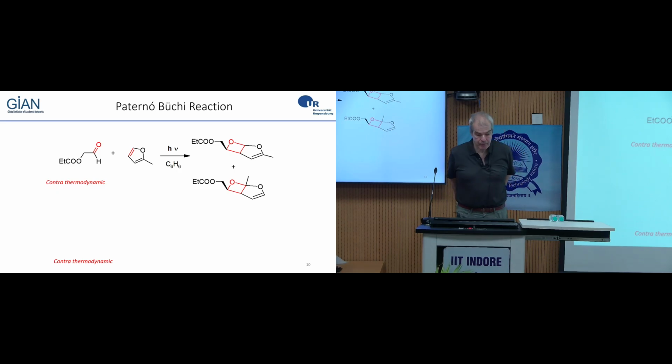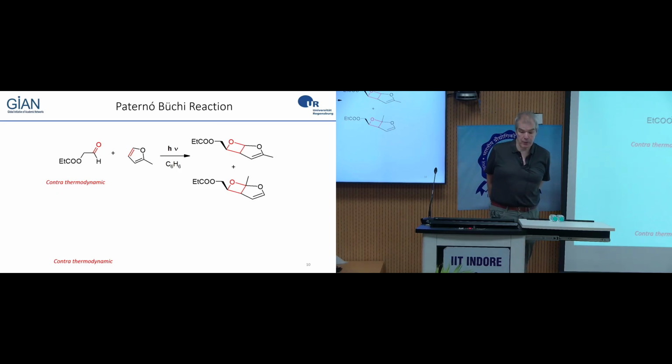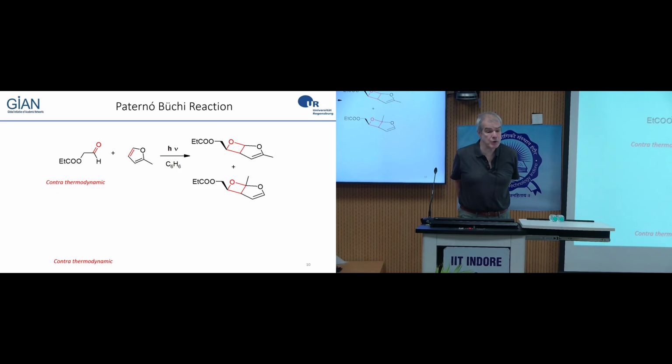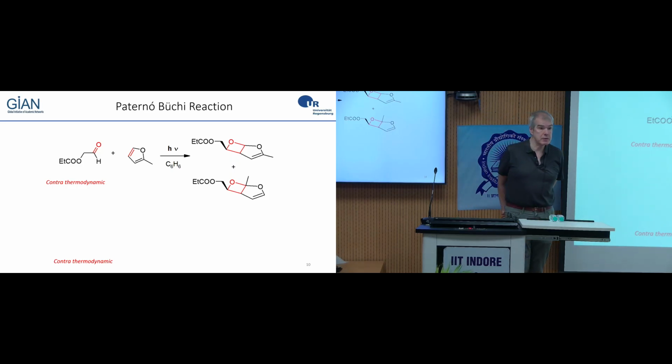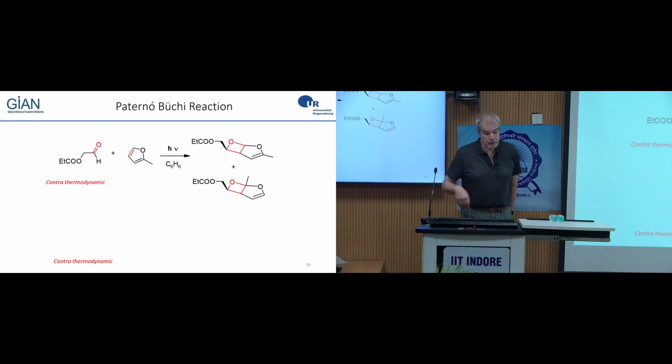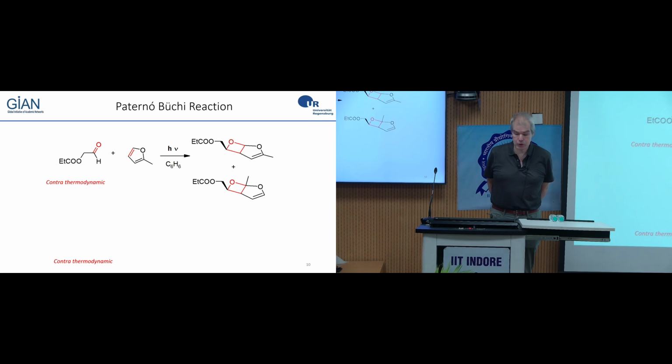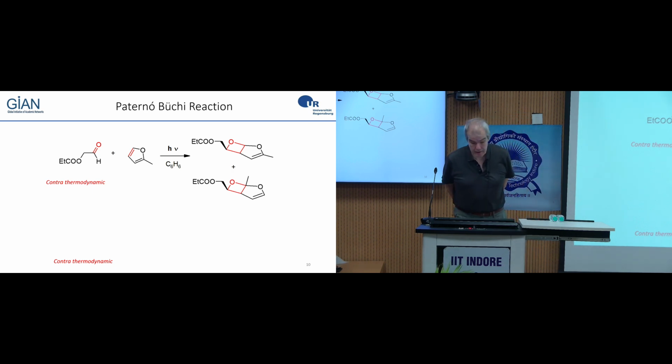Okay, here's another reaction which is contra-thermodynamic, and these are the Paterno-Büchi reactions. Paterno-Büchi reactions make use of the fact that you, again, excite a carbonyl group around 350, 360 nanometers, and then they can also undergo 2+2 cycloadditions. And they can do this even with aromatic systems like furan. And here you see the example for this, where you have done a 2+2 cycloaddition.